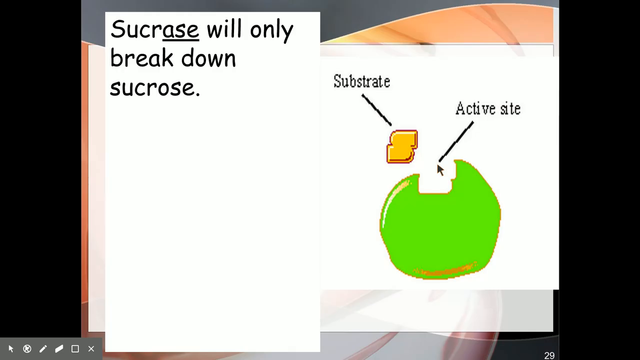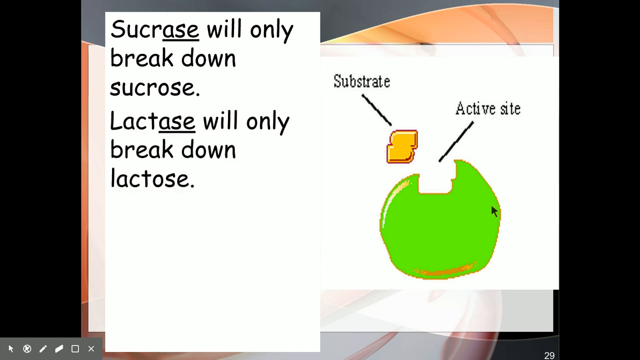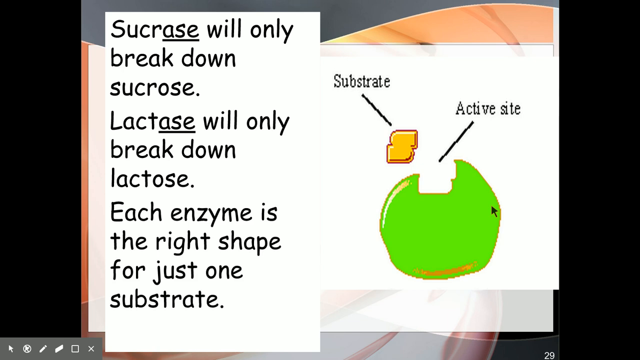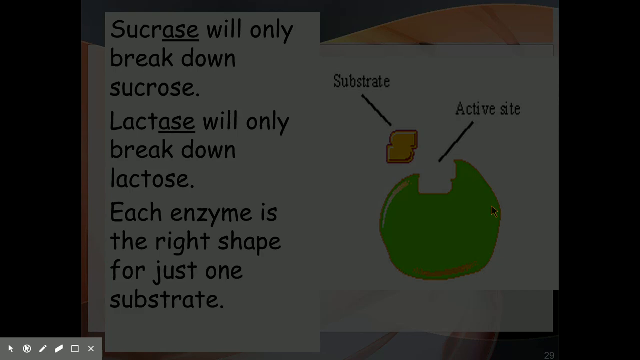For example, sucrase will only break down sucrose, meaning that if we imagine that this green enzyme right here is sucrase and that yellow one is sucrose, they're the only two that are going to bond together. Lactase is only going to break down lactose. So each enzyme is the right shape for just one substrate. Lactase will never be able to break down sucrose. Sucrase will never be able to break down lactose. So they only work for their one type of molecule they can break down. They're specific.